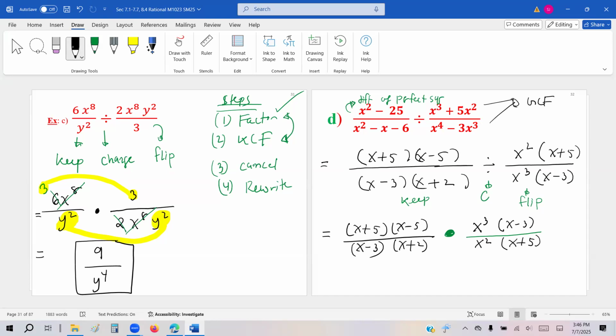And now the fun part. Who would like to do the fun part? Eliza? Okay. x plus 5, x plus 5. x minus 3, x minus 3. x to the third and x to the second. In this cancellation, what is left, on the top or on the bottom? On the top. In division, we subtract the power. So 3 power minus 2 power is 1 power.